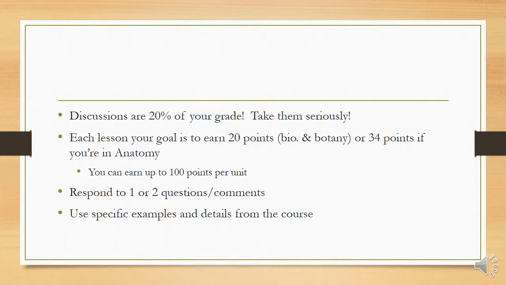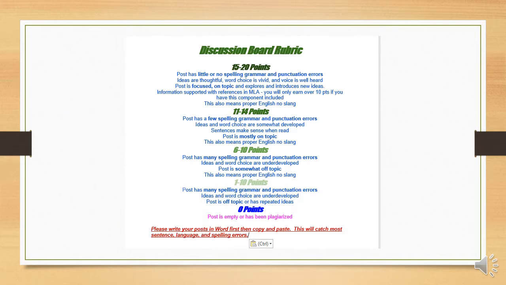If you're in anatomy, your goal is 34 points because you only have 3 discussion boards per unit. And so the goal is to get 100 points per unit. You can follow the same suggestions that I gave a minute ago. Ideally, use specific examples and details from the course. That'll help you. It'll fill out your answer and make it more solid.